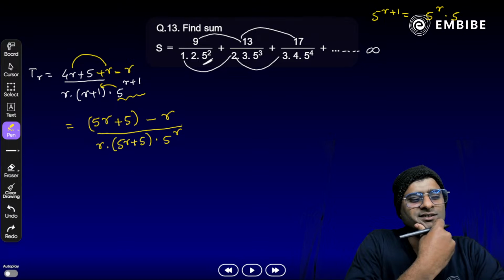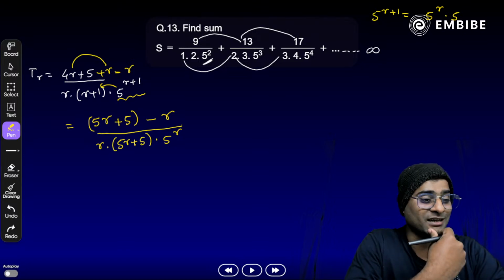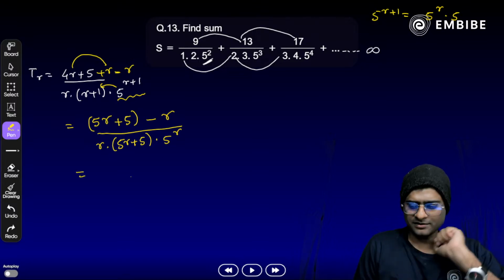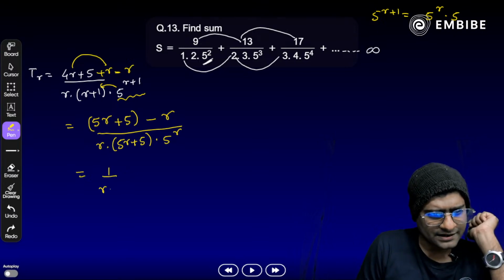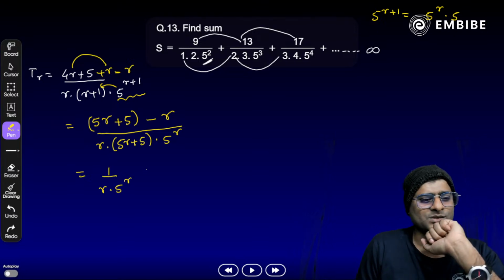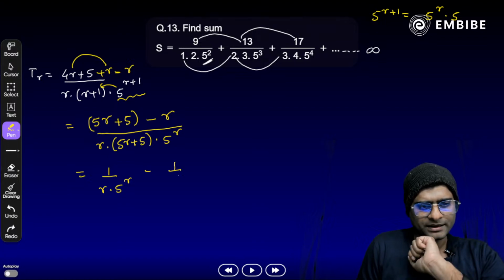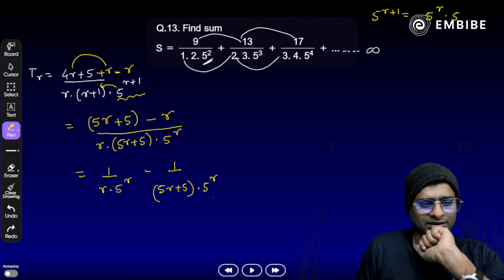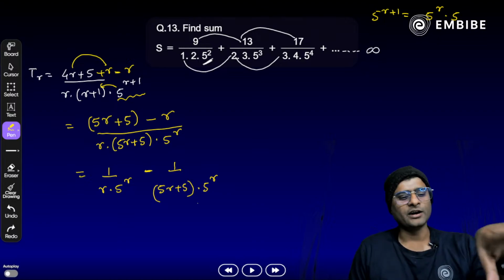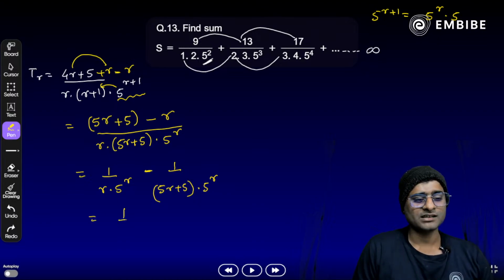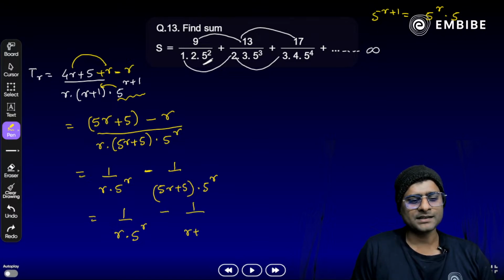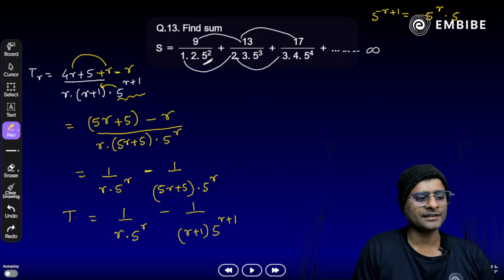Okay, now what next, just separate it and cancel out your term here. What we get here, the first one, 1 by r raised to power 5 raised to power r, and the next one, 1 by r plus 1 times 5 raised to the power r plus 1. Now again we can take a common 5 here. Exactly, just take it. So it will become very easy to calculate. That is the rth term.